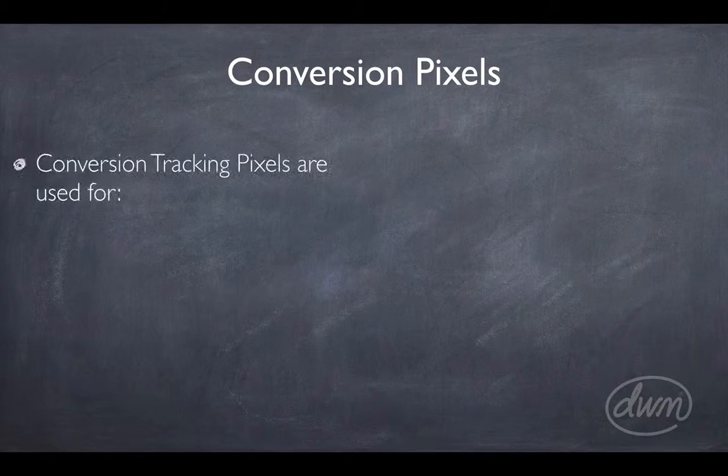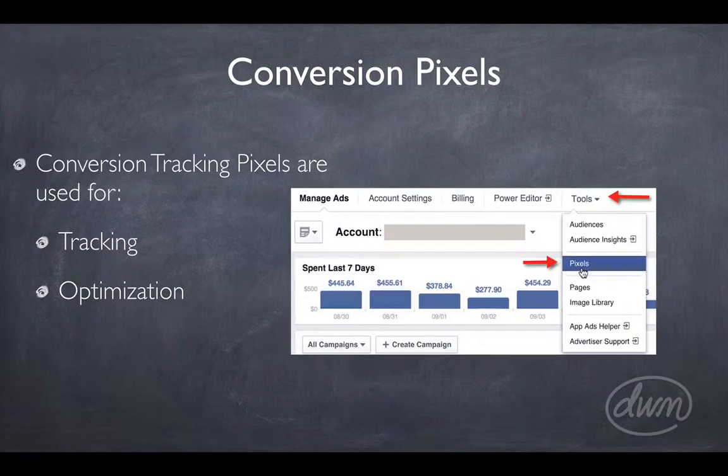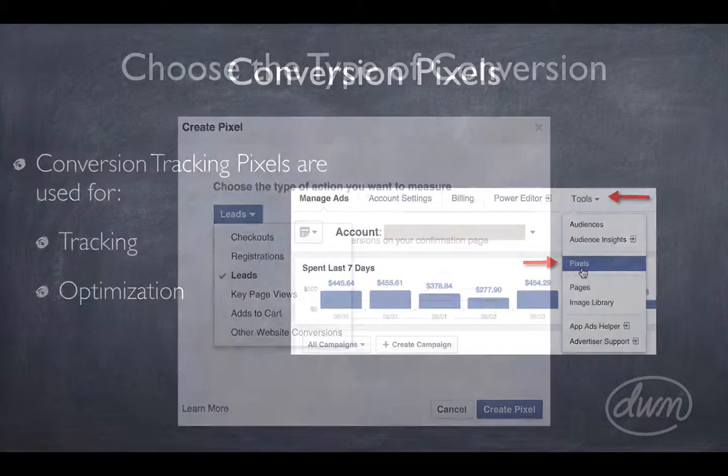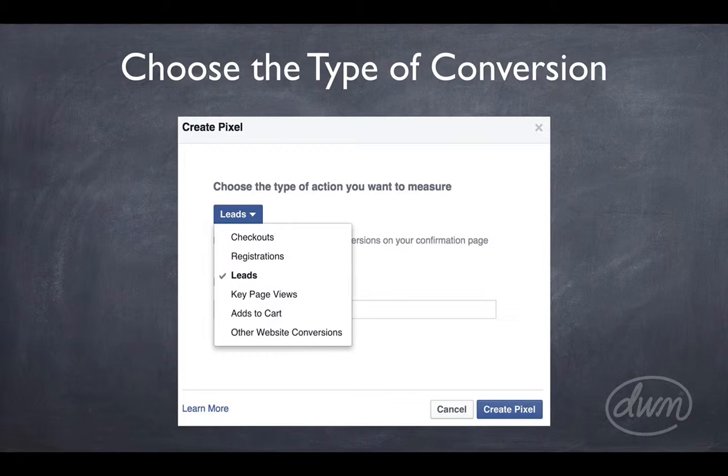All right, so conversion pixels are, like I said, used for tracking and optimization. And you create your conversion pixels under the tools section in the ads manager. Right now, by the way, this could definitely change next month. They seem to change this stuff every few months. So you click on pixels, that's how you find that. And let's say you want to create a new pixel. Then a new window pops open like this.